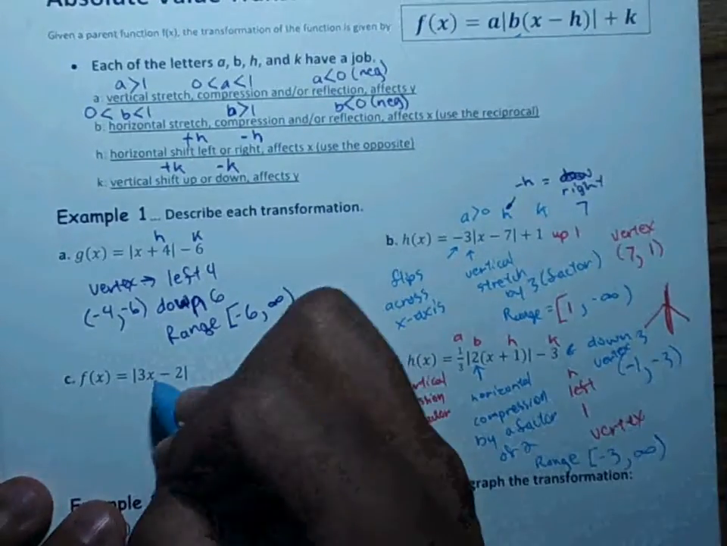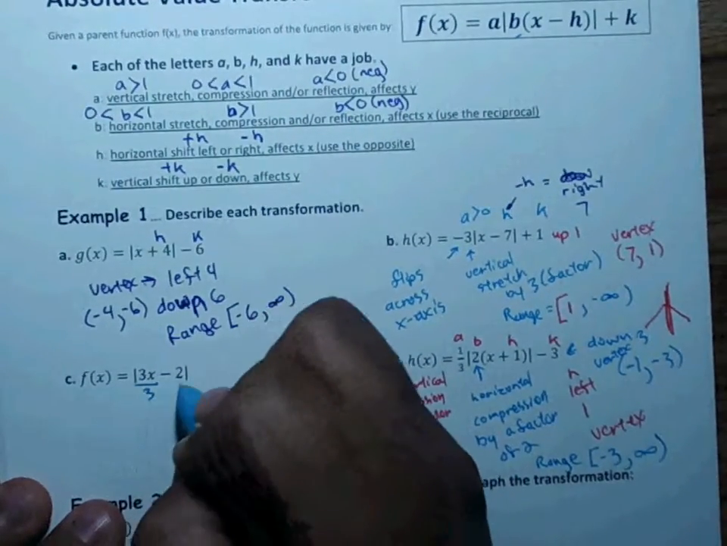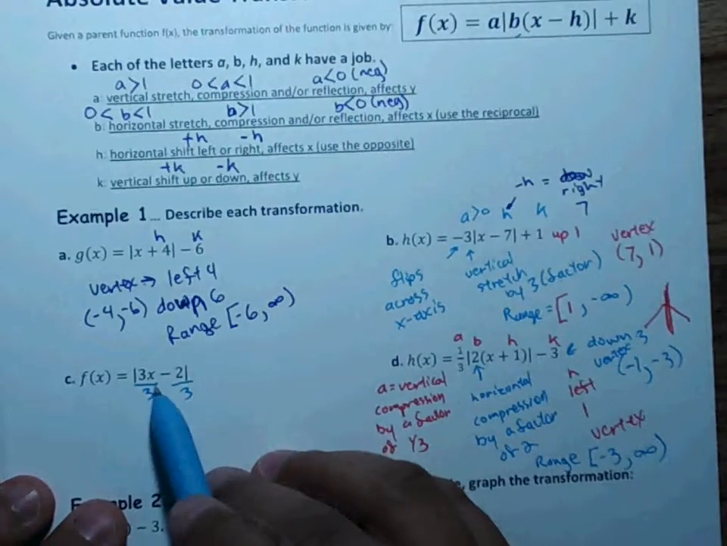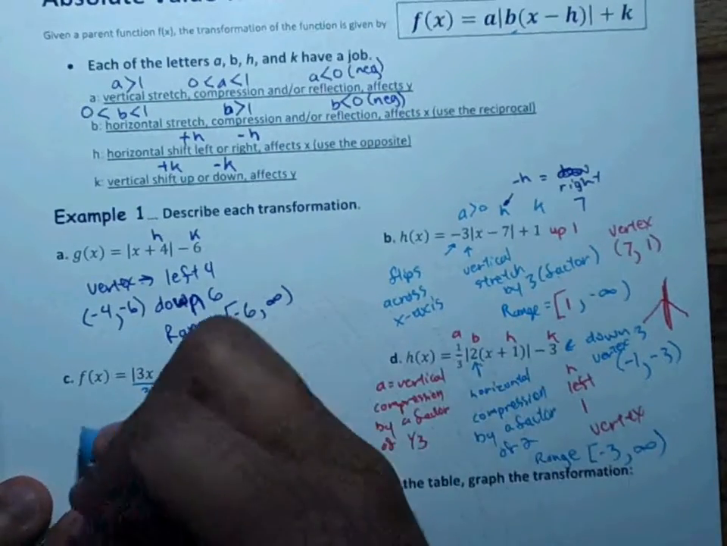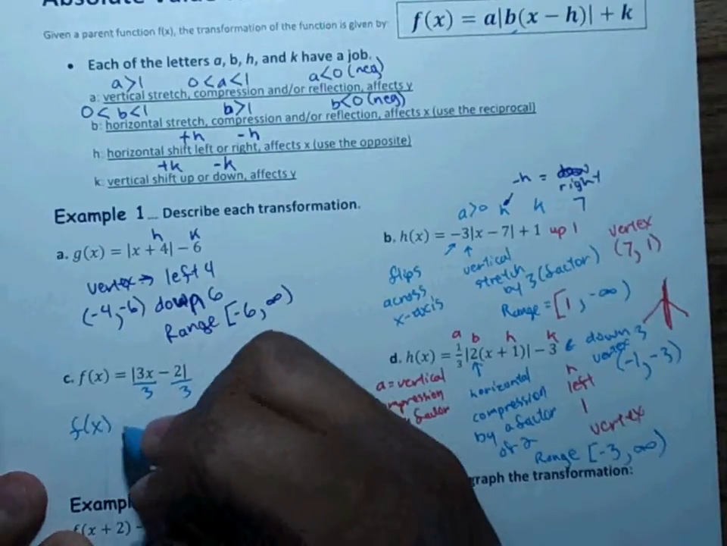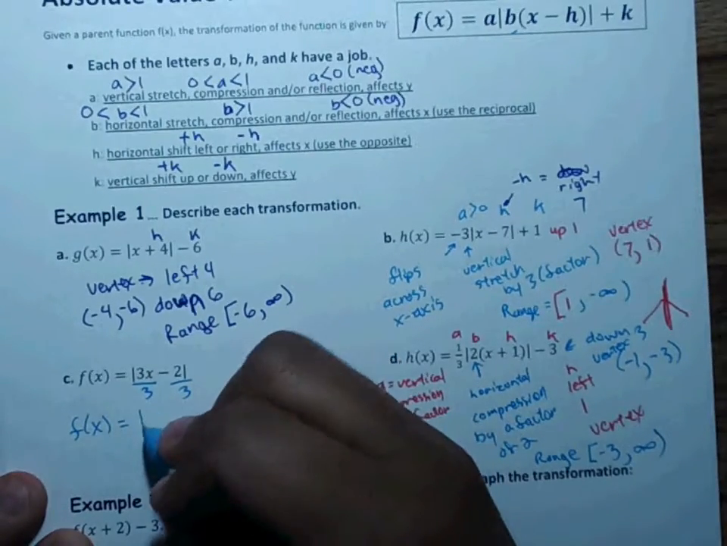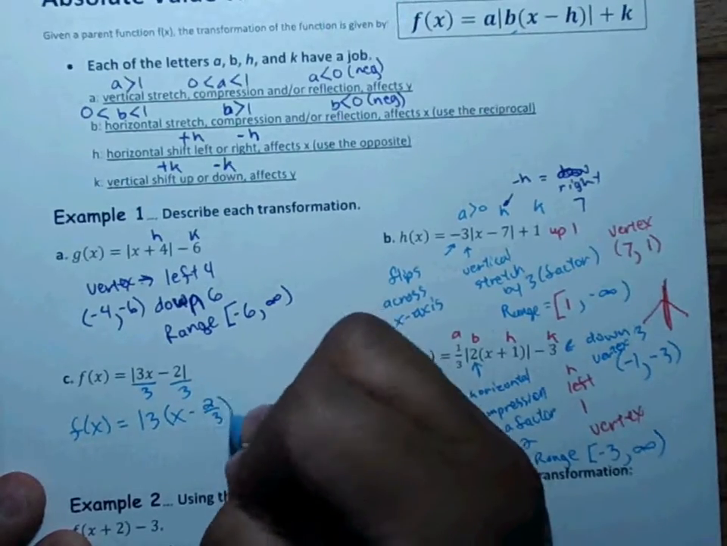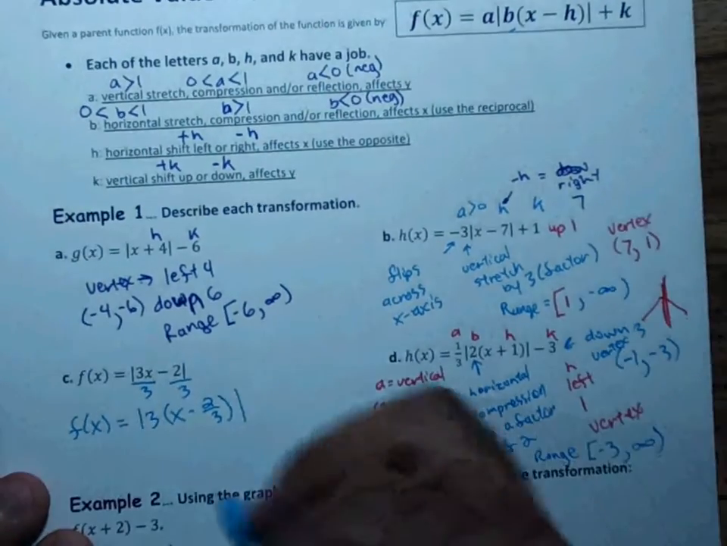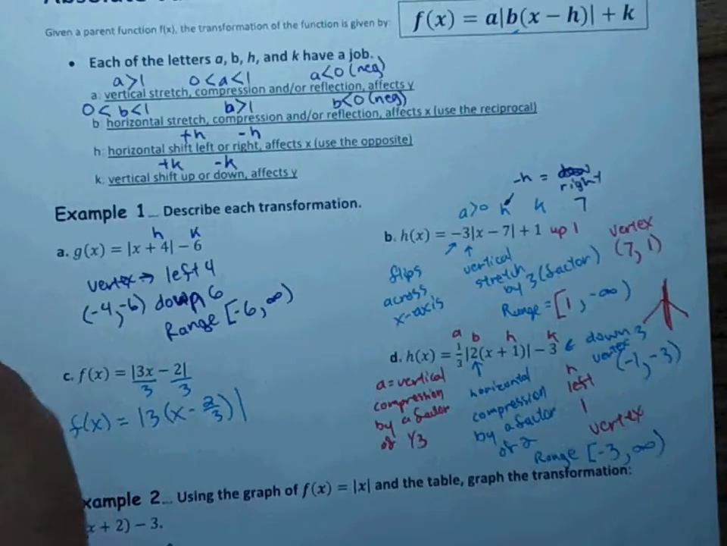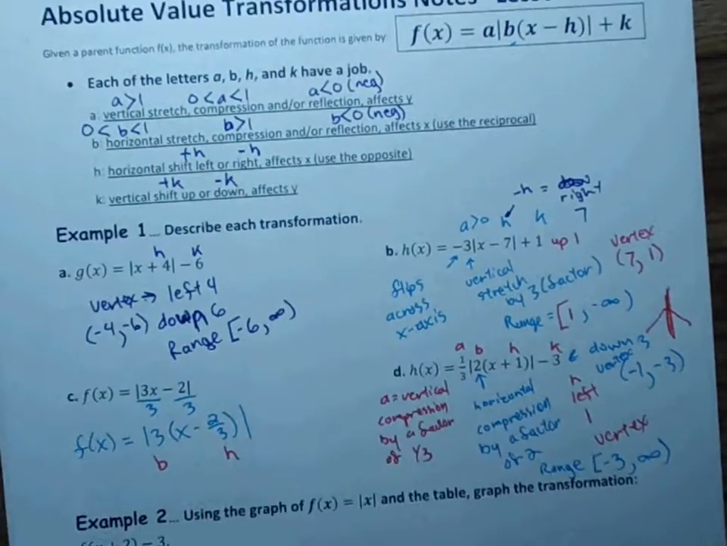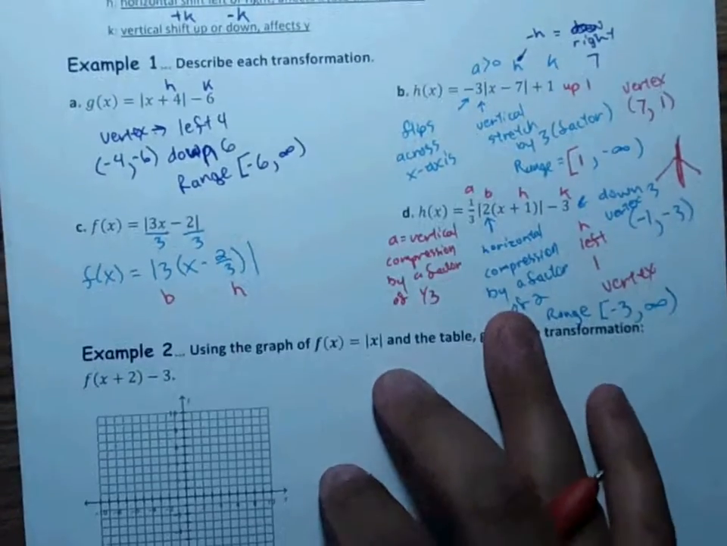So what I'm going to do is actually take out the GCF, which in this case will be 3, because I'm trying to get rid of that 3 with my variable. So this will be f of x is equal to absolute value of 3 times (x minus 2/3). Now I have a true B and a true H that I can use to graph.